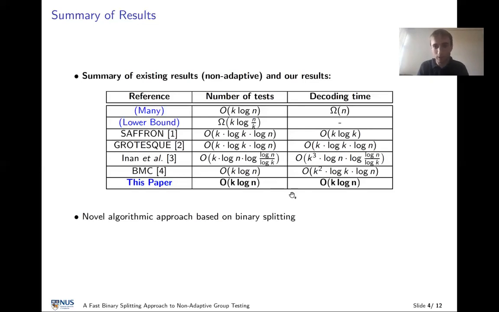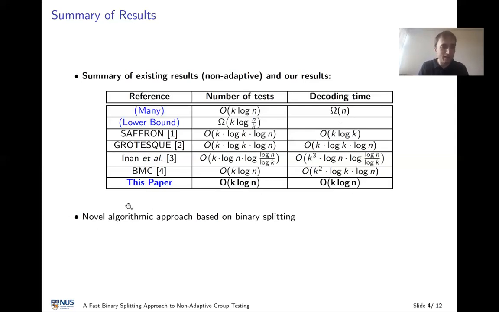So in this paper, we managed to get number of tests and decoding time both down to k log n, which is the first result to do this. So essentially it's optimal number of tests, and I don't want to quite say optimal decoding time because, with this word RAM model of computation, in principle, we can get lower, but it's essentially optimal or very close to optimal in terms of both number of tests and decoding time.